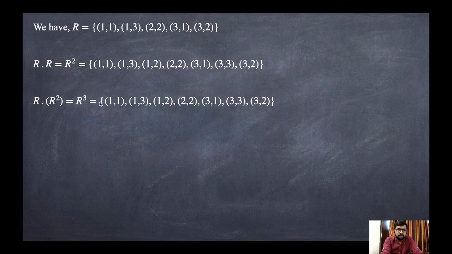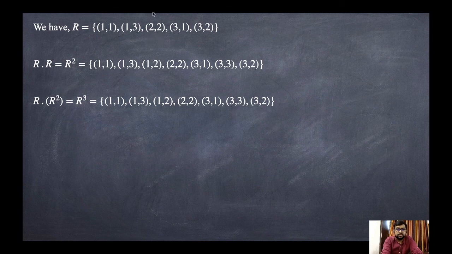So (1, 1), but that is also already included. Now next, 1 goes to 3, 3 goes to 3. So that means (1, 3). That is also included. Now 1 goes to 3, then 3 goes to 2, so (1, 2), and that is also included. So that's it.